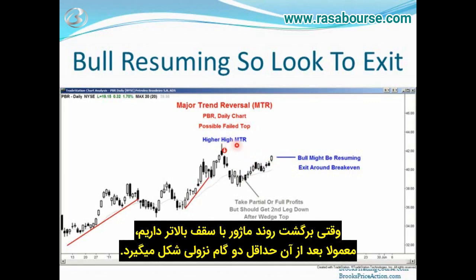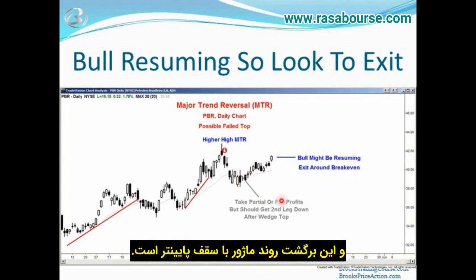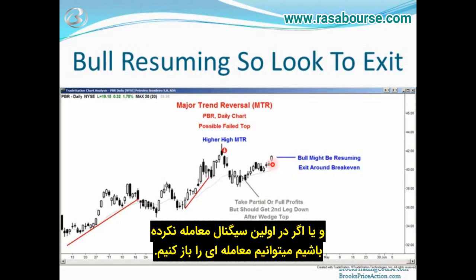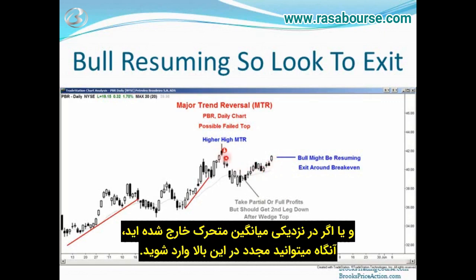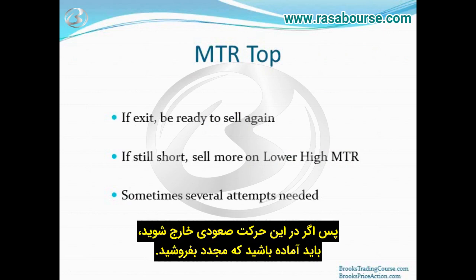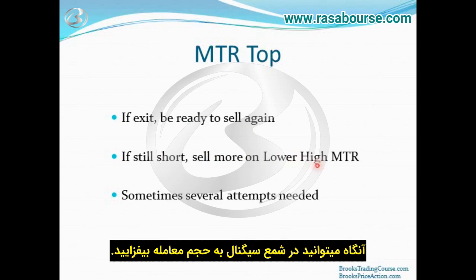After higher high major trend reversals, you usually get at least 2 legs down, and you get a first leg and then a pullback to a lower high and then a second leg down, and that lower high is a lower high major trend reversal, and it's often a good location to add to a position or put on a position had you not taken the original position, or if you exited down around the moving average. So if you exit during this rally, you have to be ready to sell again, and if you're still short, you should consider selling more if we form a signal bar for a lower high major trend reversal short.